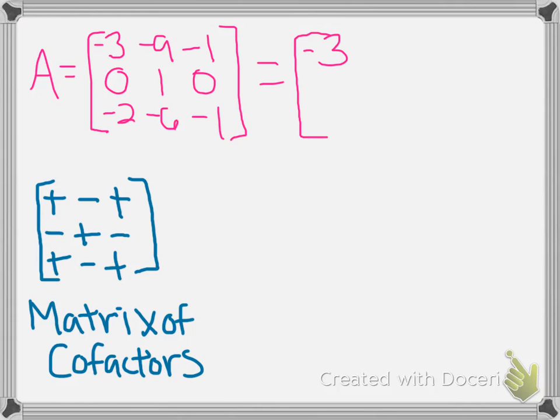So if we follow this rule, we get -3, 9, -1, 0, 1, 0, -2, 6, and -1.